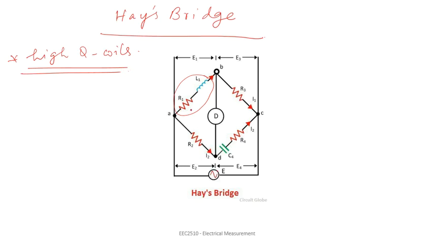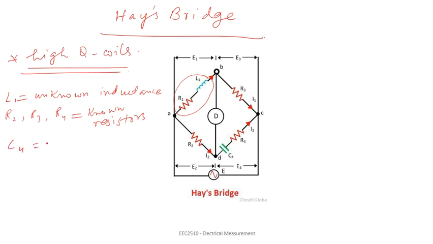I have already told you that this L1 is the unknown inductance. Let us just write it down here. This is the unknown inductance, having this fixed value of resistance which is shown here as R1. This R2, R3 and R4 are known resistances. So these are known resistors, and this C4 is a standard capacitor.